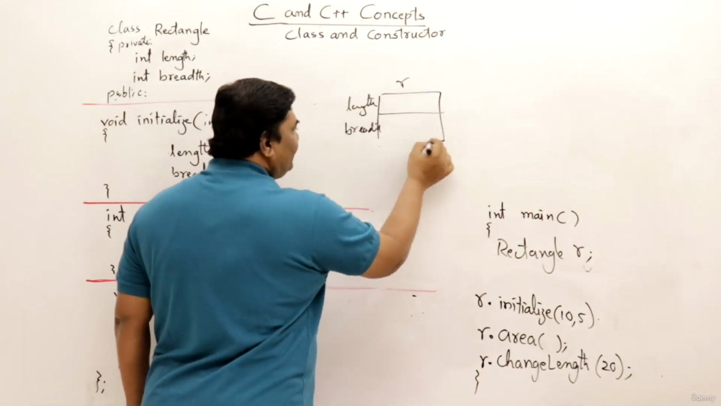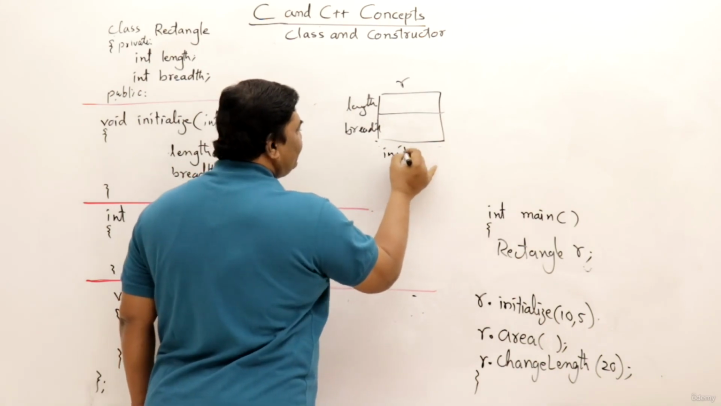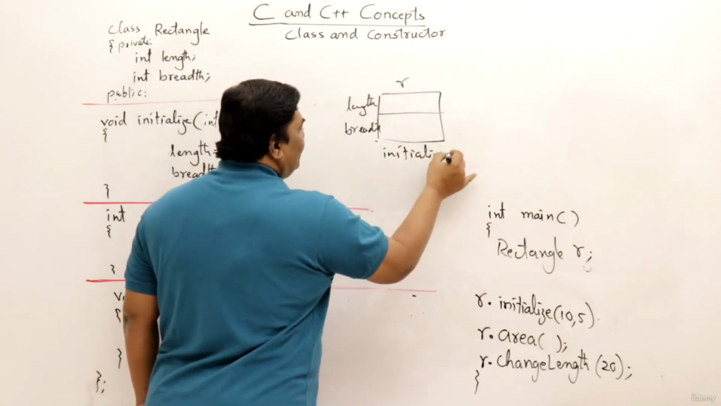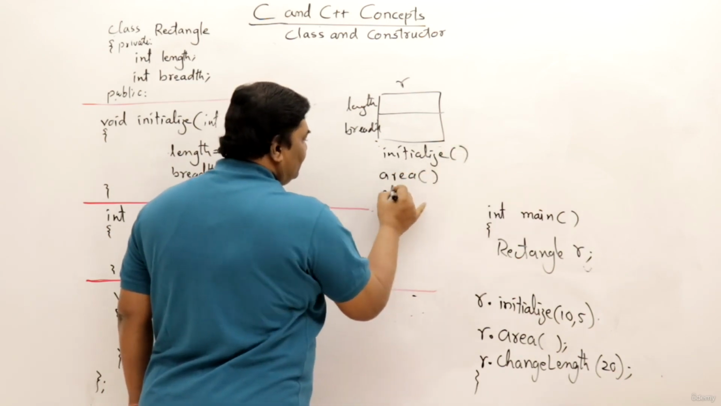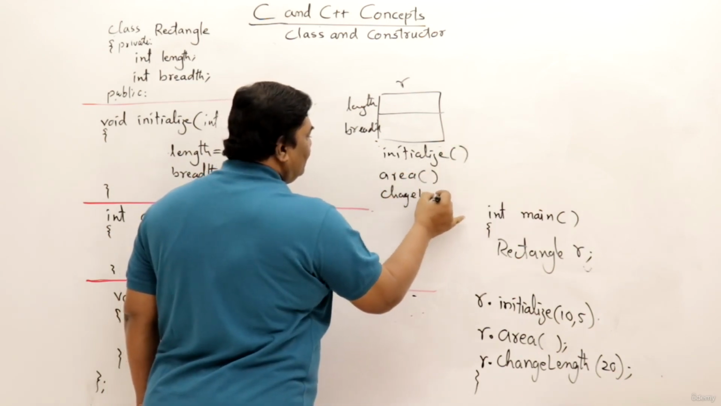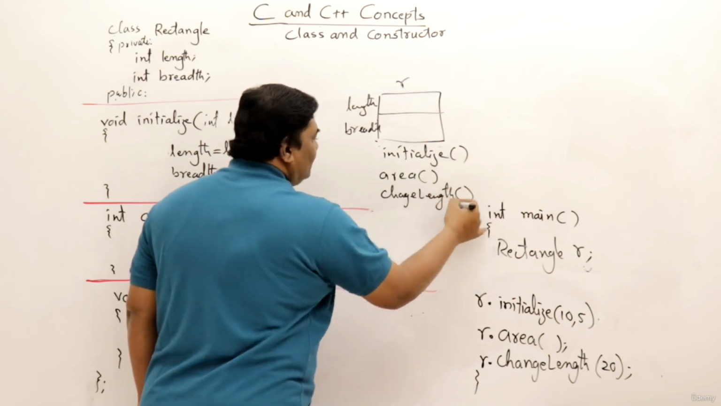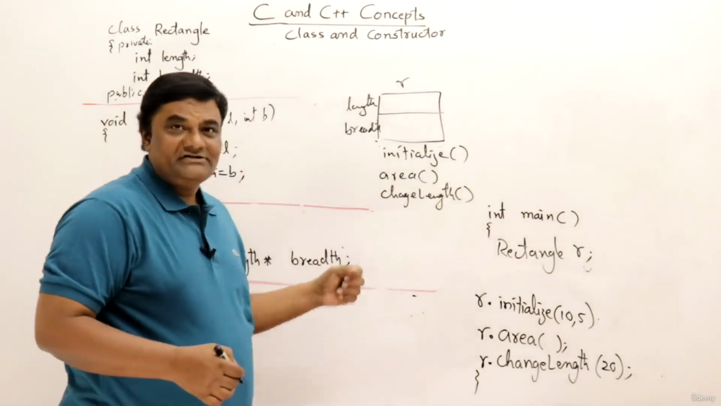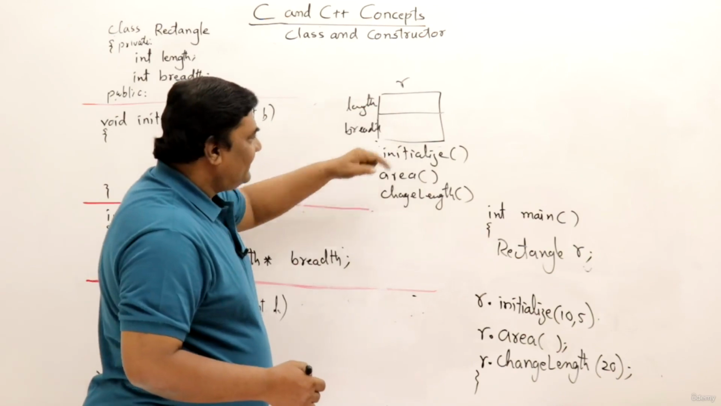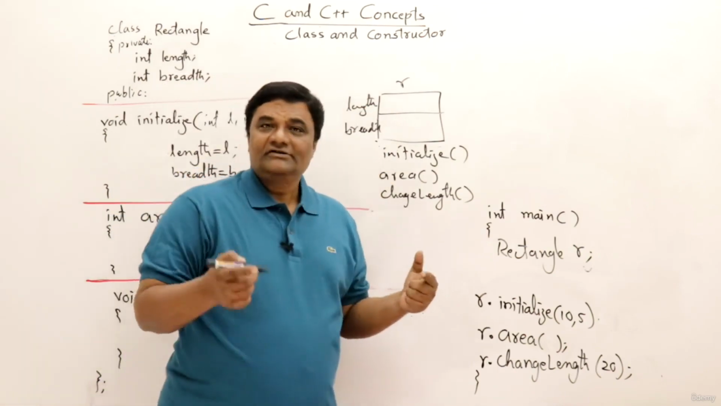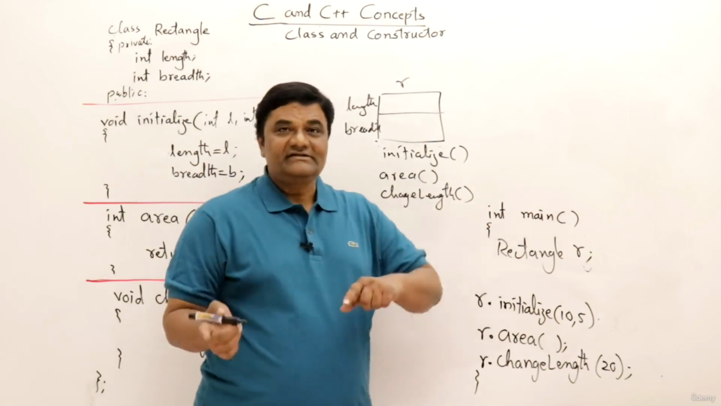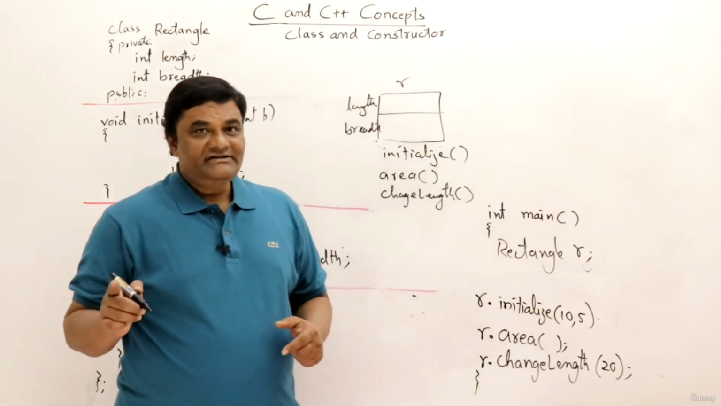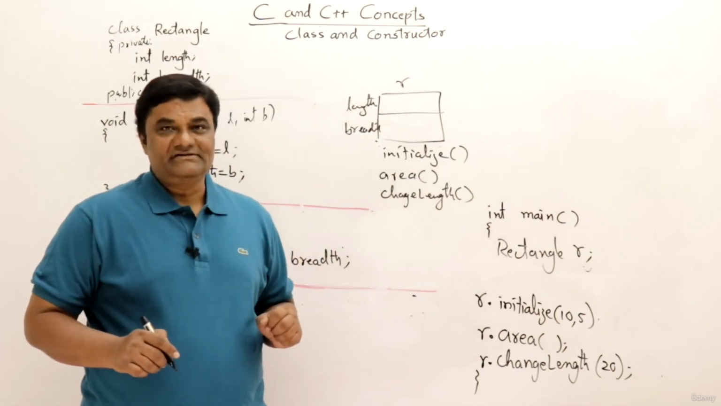Along with that, we also get the functions like initialize, area and change length. We get these functions also. These are the member functions. So length and breadth are data members and these are the functions. You can call all of them by using the dot operator. So this is the transformation from C language to C++.